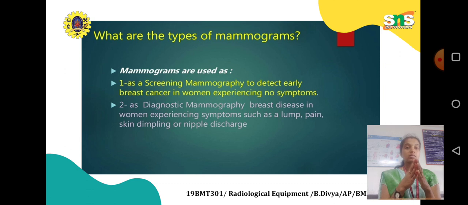Whereas the diagnostic mammogram is used for breast disease in women experiencing symptoms such as lump, pain, skin dimpling or nipple discharge. If we have these symptoms, we can use the diagnostic mammogram to identify what has happened. Whereas with the screening mammogram, even with no symptoms, we can identify what is happening inside.